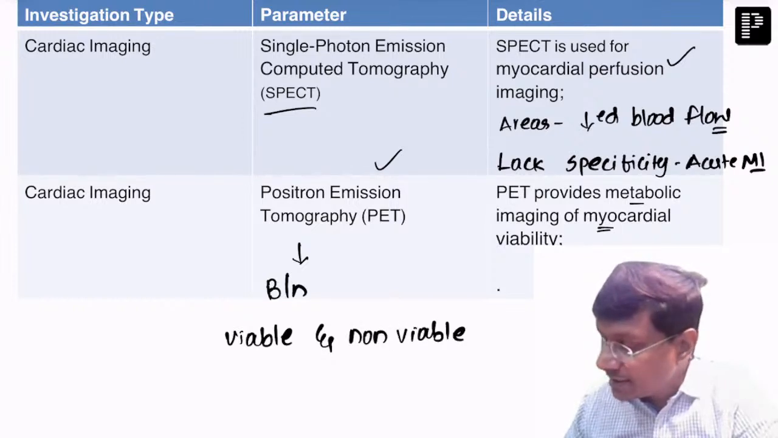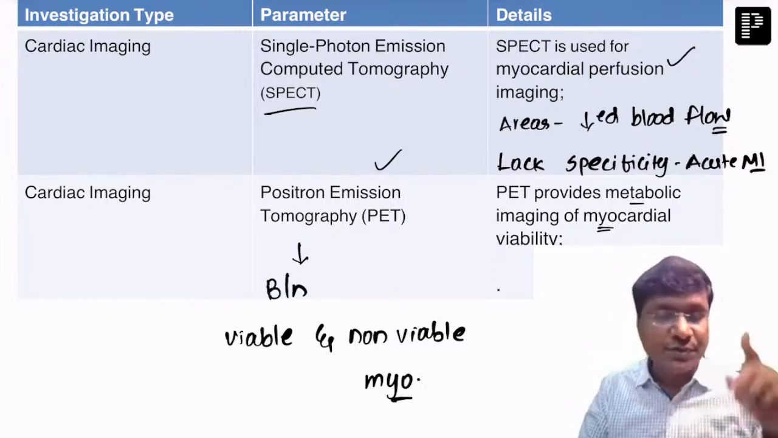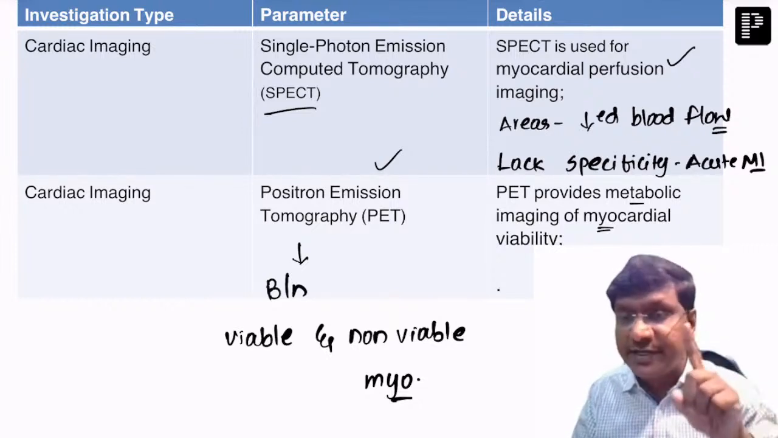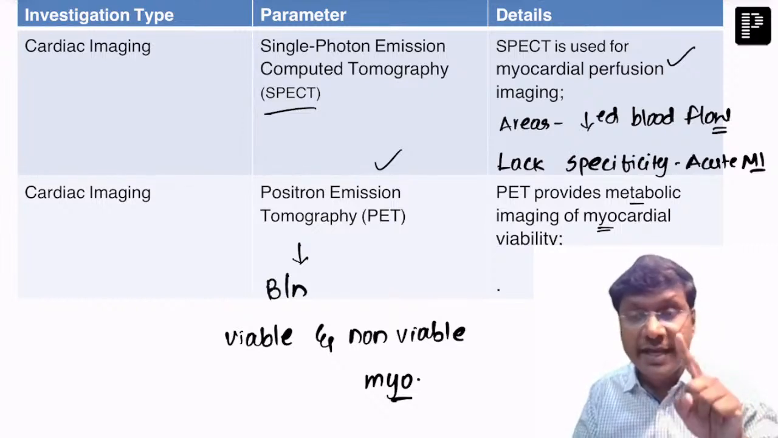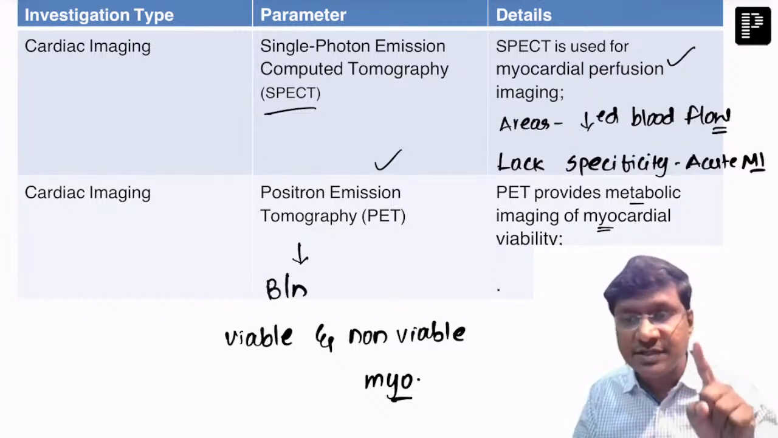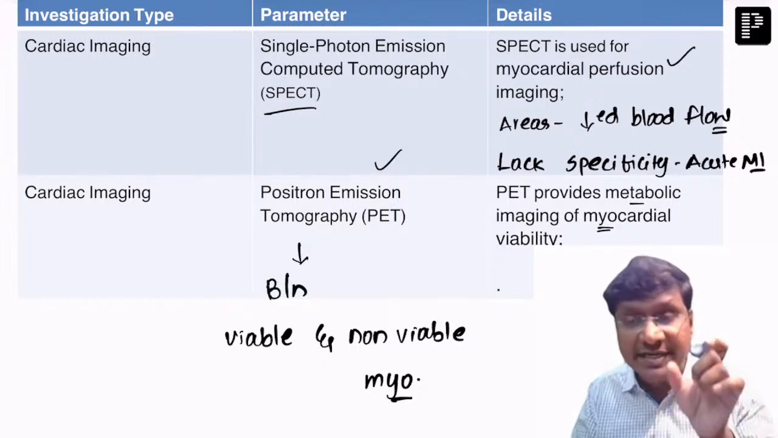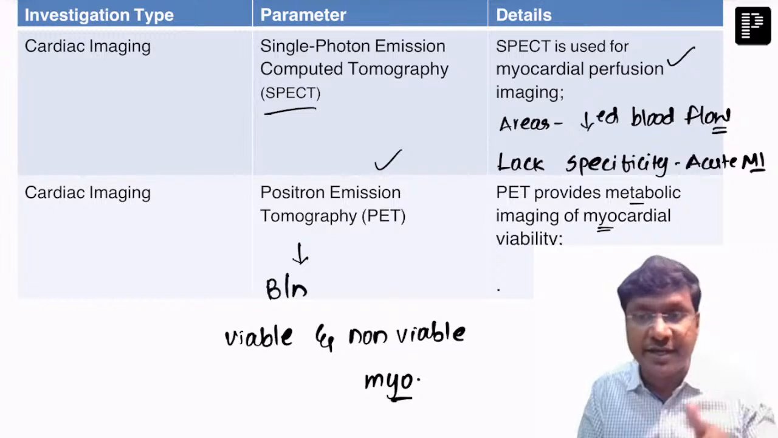Viable and non-viable myocardium. That is the importance of this particular PET scan. So if you see all this cardiac imaging now, one is your echocardiography. This will detect the wall motion abnormality, LV function, and it is useful for prognosis. MRI with gadolinium contrast will highlight the infarct zone, and it will differentiate the infarct zone from the normal myocardium.